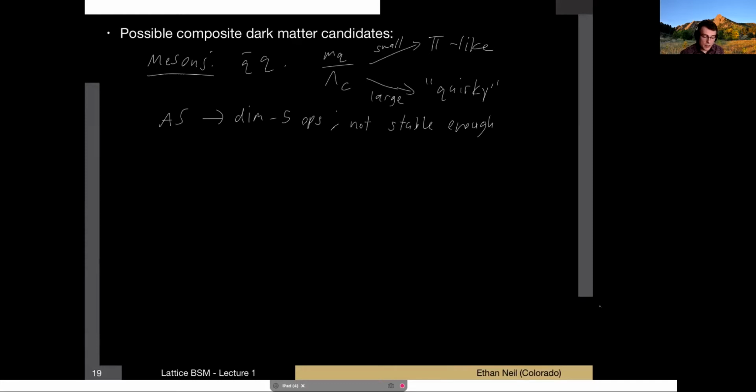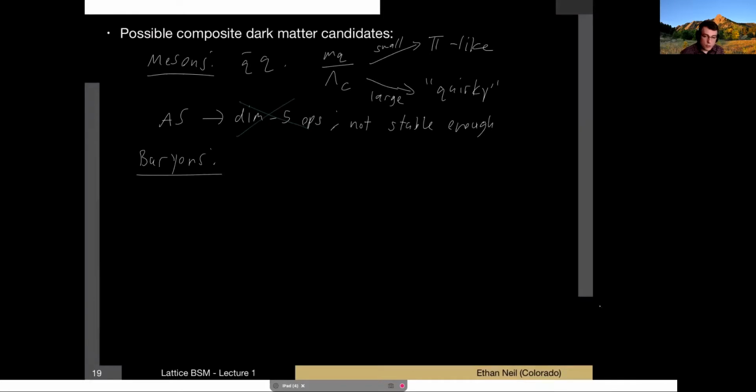There are model building ways out of this. So there are successful models of meson-like composite dark matter that have some additional symmetry constraints that kill these dimension 5 operators. But if you don't do that, this doesn't work. That's one of the weaknesses of the meson construction.